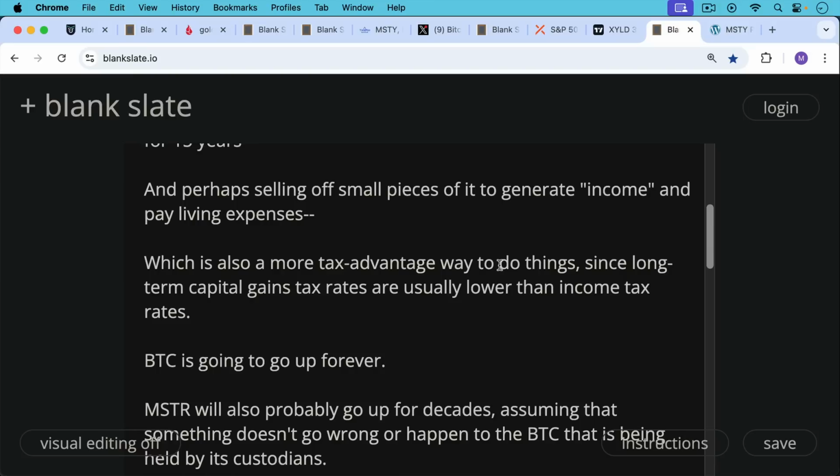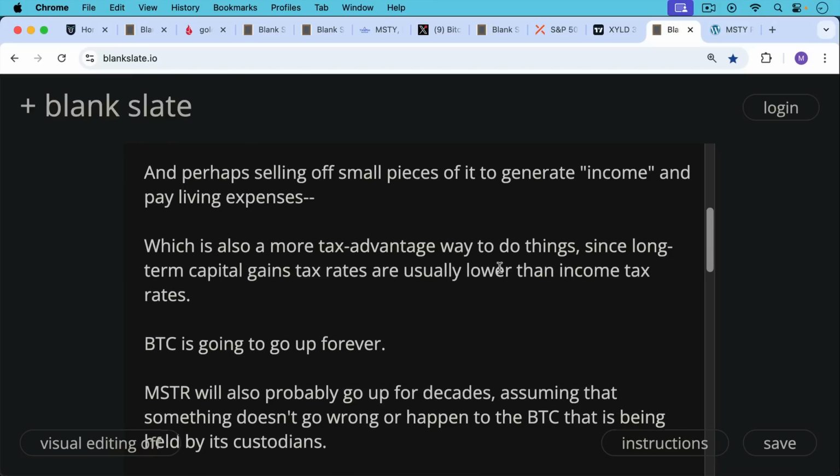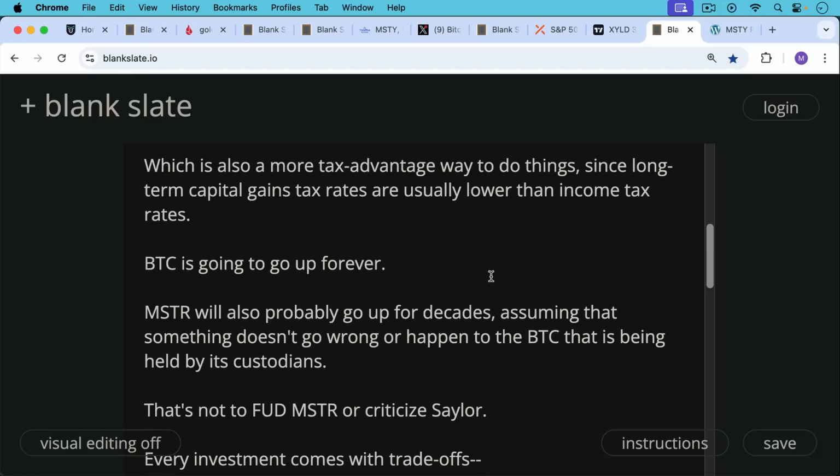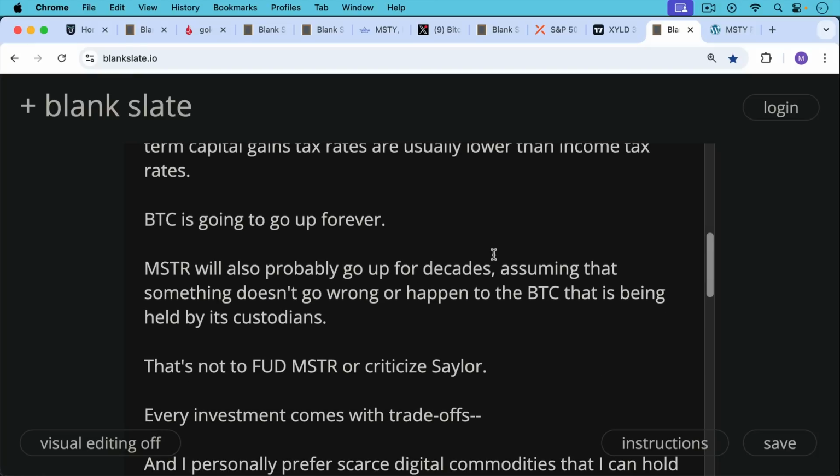BTC is going to go up forever. Bitcoin has no top because fiat has no bottom. MicroStrategy, or Strategy, MSTR, will also probably go up for decades, assuming that something doesn't go terribly wrong, or something bad happens to the Bitcoin that's being held by its custodians. Again, that's not to FUD MSTR or criticize Saylor. It's actually quite interesting what he's doing. I think it's the greatest example of financial engineering I've seen in my lifetime.